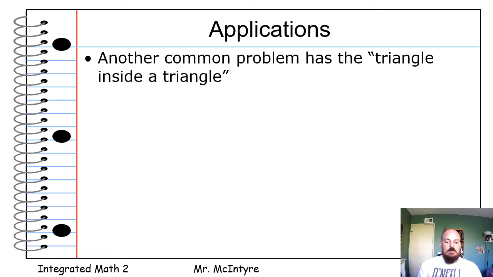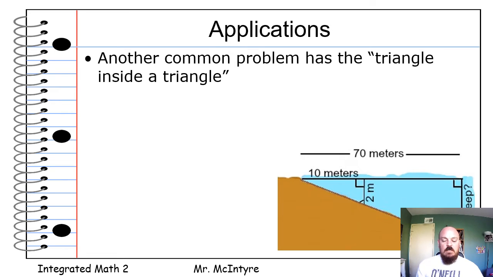All right, here's another one. I call this one the triangle inside a triangle. And here's an example of what I'm talking about. I'll draw kind of a separate problem here. What I mean by triangle inside a triangle is a lot of times you'll have this triangle here, and then there will be another line going through it like this.